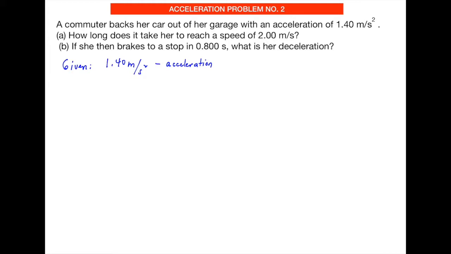Next, we have here 2 meter per second, and this is the velocity. By the way, speed or velocity would be the same in this problem. So, we have here the other given. If she then brakes to a stop in 0.800 seconds, so this one is her time.